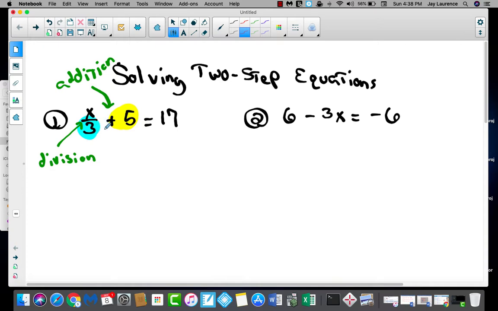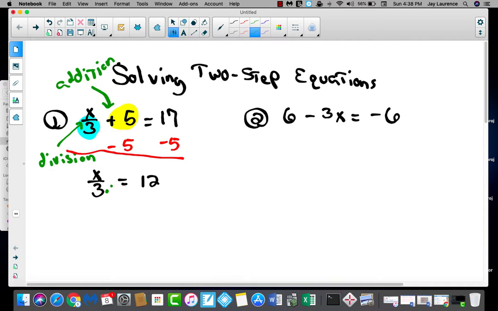So because of inverse order of operations, I'm going to undo addition before division. So I'm going to undo a positive 5. Well, I undo that with subtracting 5, but I have to do it to both sides, right? And so then my equation looks like this. X divided by 3, and that's going to equal 12. Now, to undo this division here, I'm going to use multiplication.